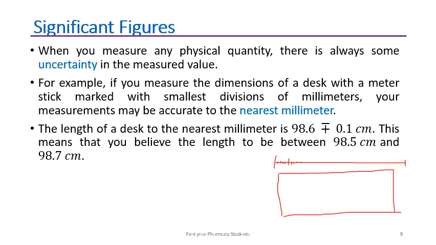So if the length of the disk is 98.6 centimeters and there is 1 millimeter of uncertainty, that means you believe that the length of the disk will be between 98.5 centimeters and 98.7 centimeters.